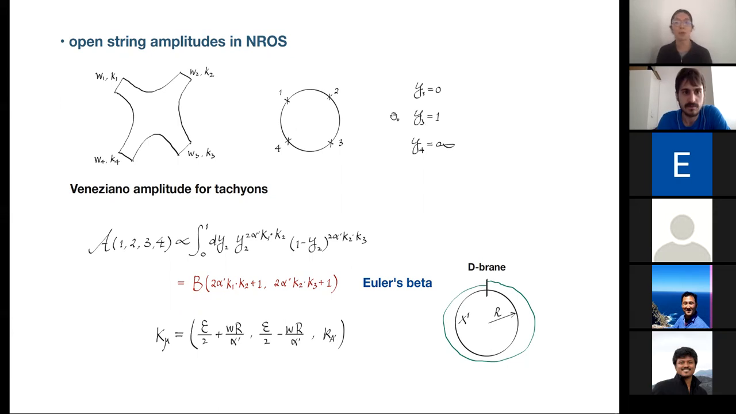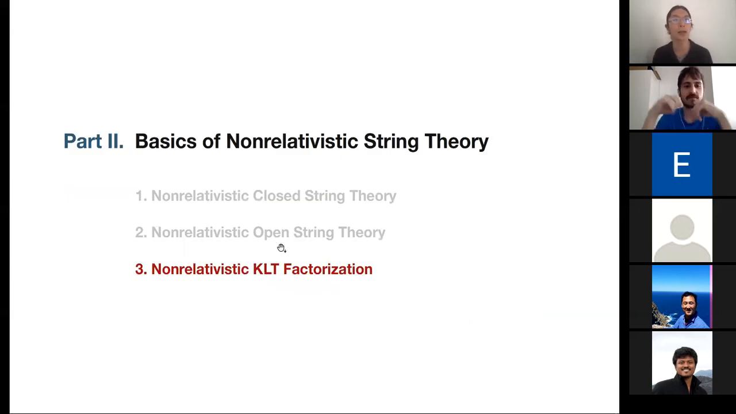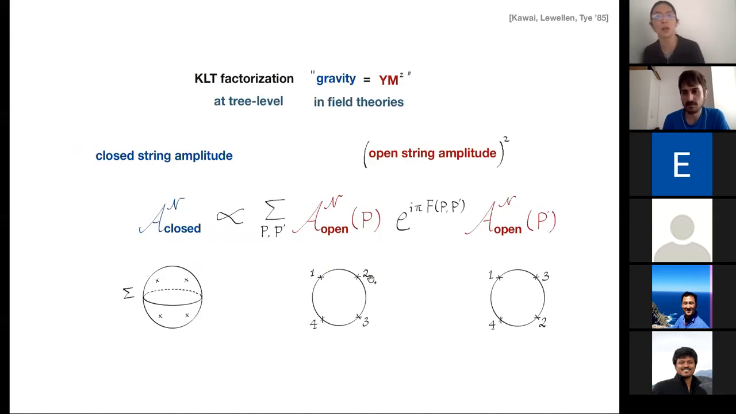So at this point, we have computed some string amplitudes, the physical observables in relativistic string theory. And now in the next part, I would like to see whether there's some deeper structure that relates closed string and open string amplitudes. So in short, we want to find a generalization of the standard KLT factorization of closed string amplitudes into open string amplitudes, but now in the domain of relativistic string theory. So let me first tell you what KLT factorization in relativistic string theory is about.